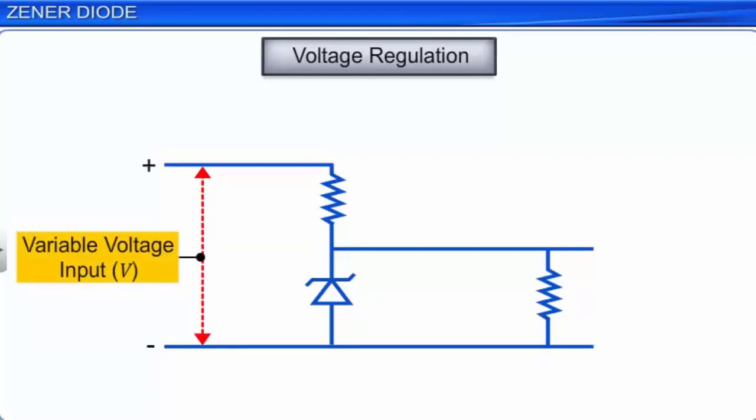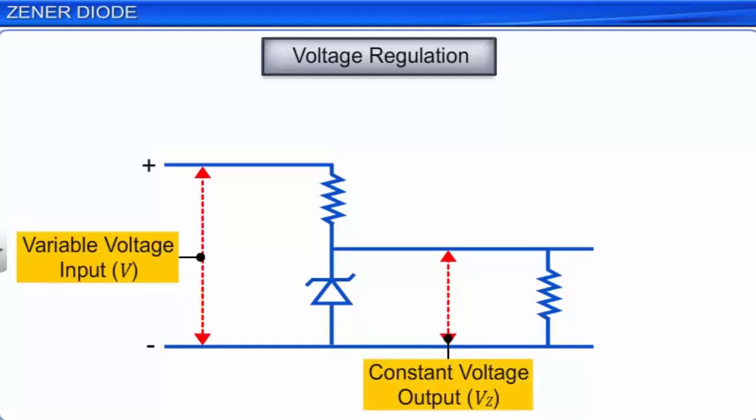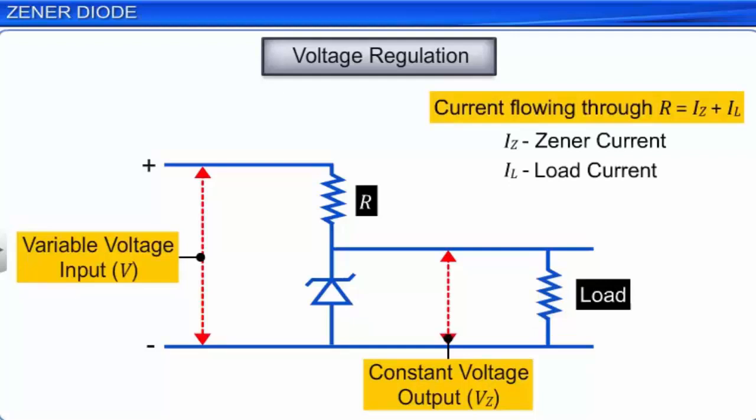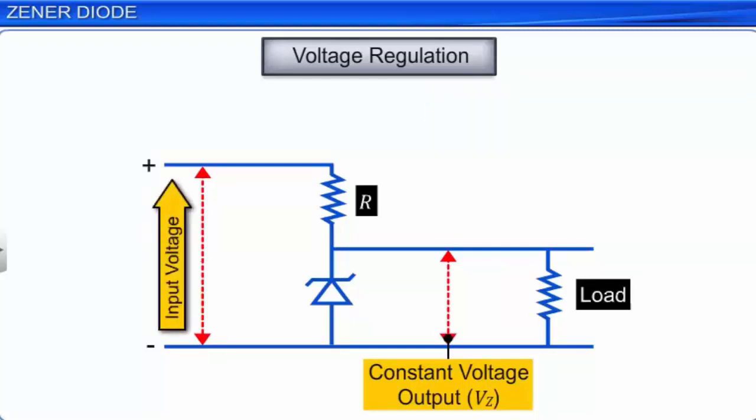The input voltage is connected to the Zener diode through a series resistor having resistance R with the Zener diode in a reverse bias arrangement. A load resistance is connected parallel to the Zener diode to collect the constant voltage output across it. The current through R is equal to the sum of the Zener current and load current. If the input voltage in the circuit is increased, the current through R and the Zener diode increases. This causes an increase in voltage across R without a change in voltage across the Zener diode.